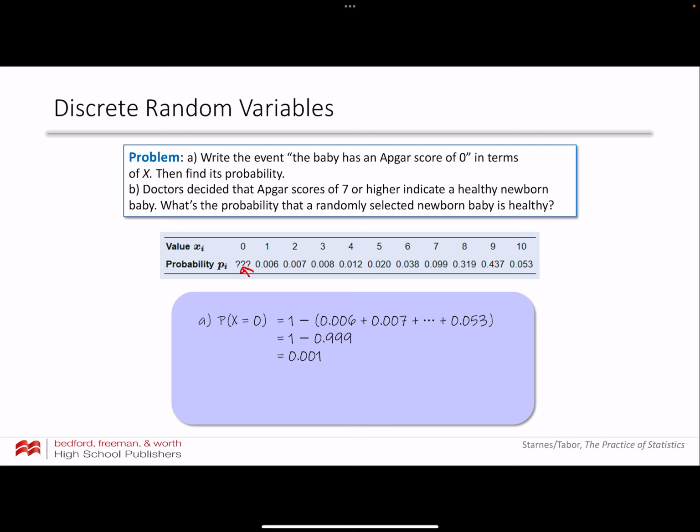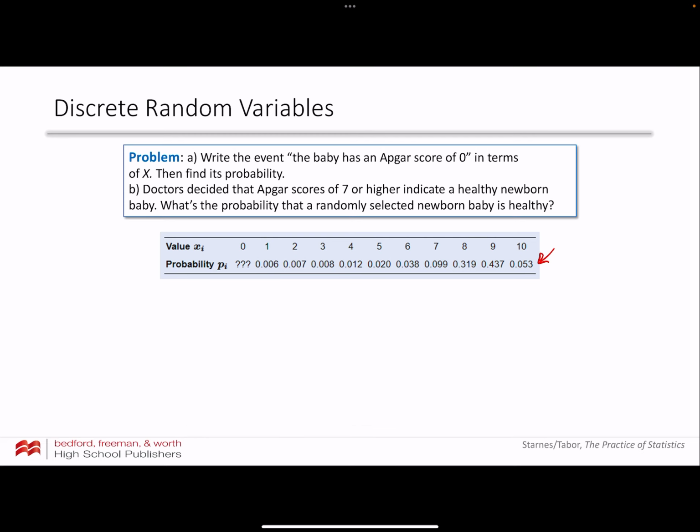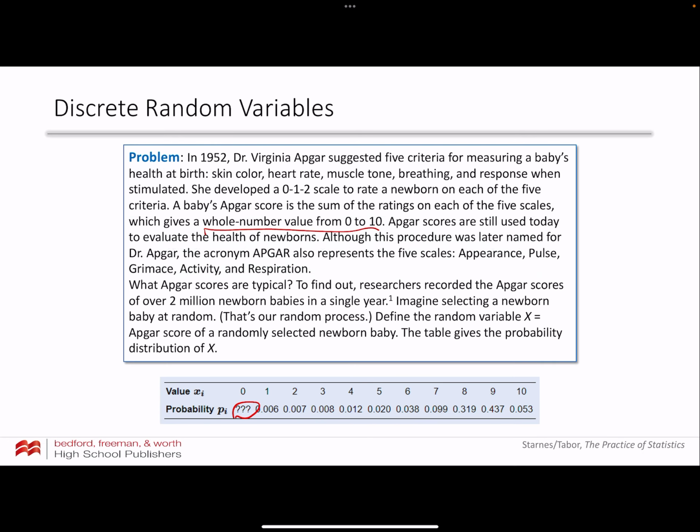The other piece of this is we need to talk about notation. So write the event the baby has an APGAR score of 0 in terms of X. Well, remember, we defined X back here as a random variable. So I can use that random variable.